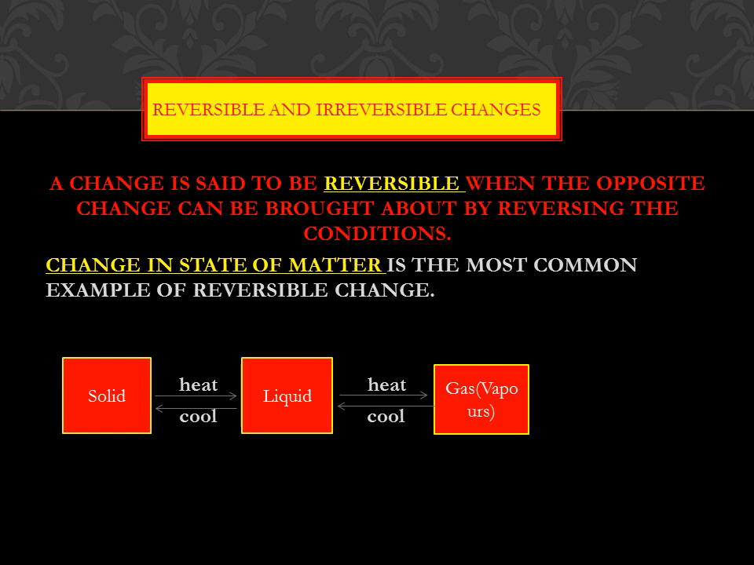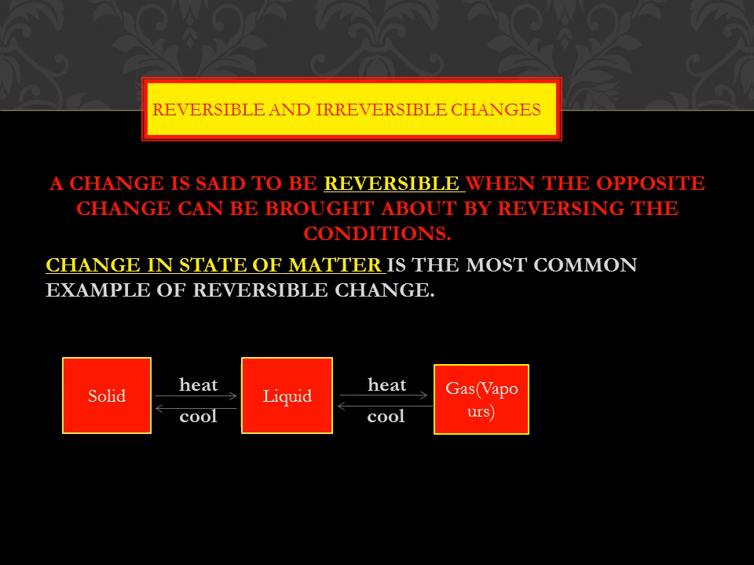You can also think of all the other examples which are useful in our daily life and which form a part of the reversible change. Like one more common example, that of turning on or off of a bulb. It's a reversible change.